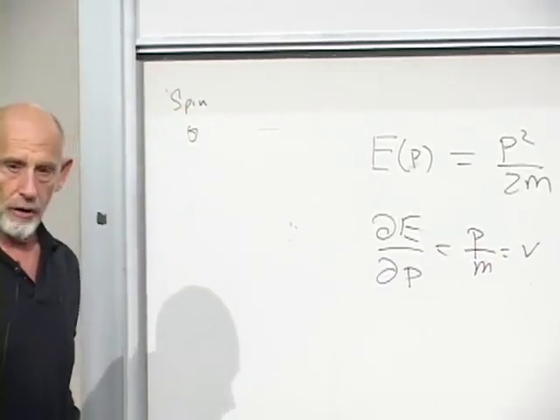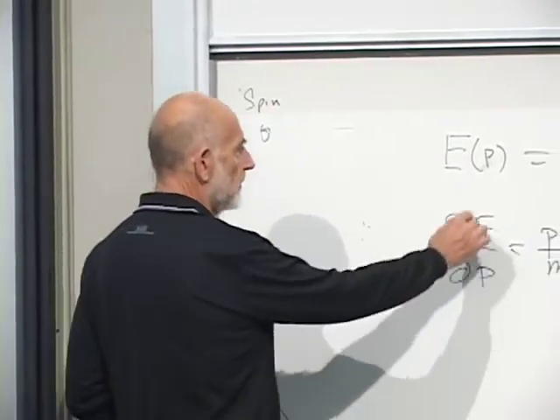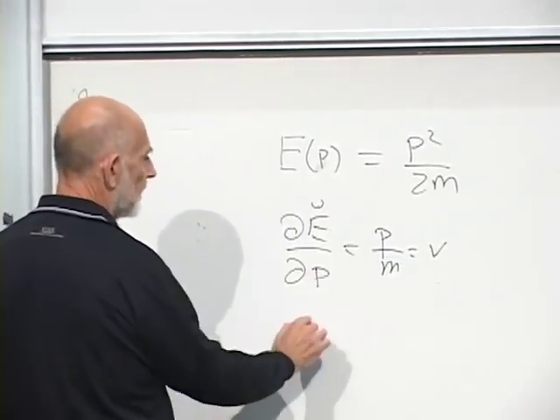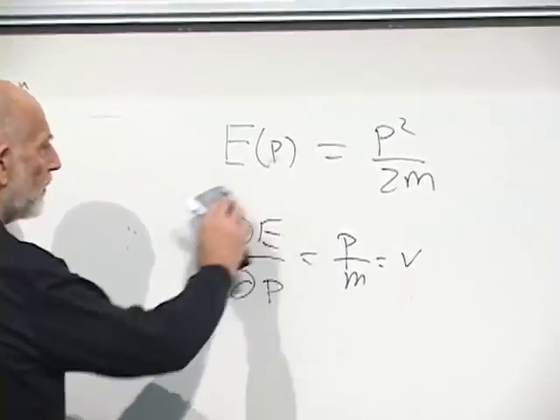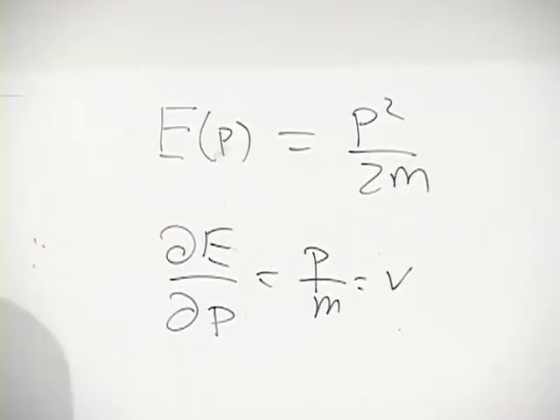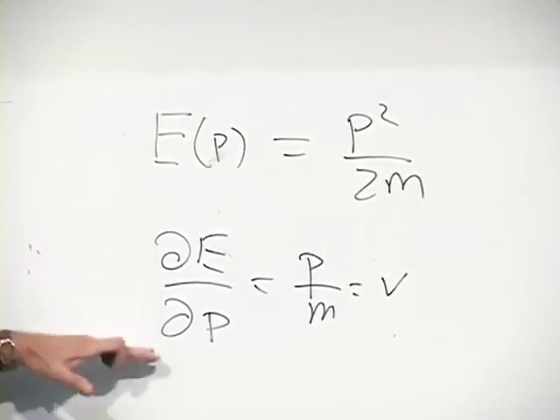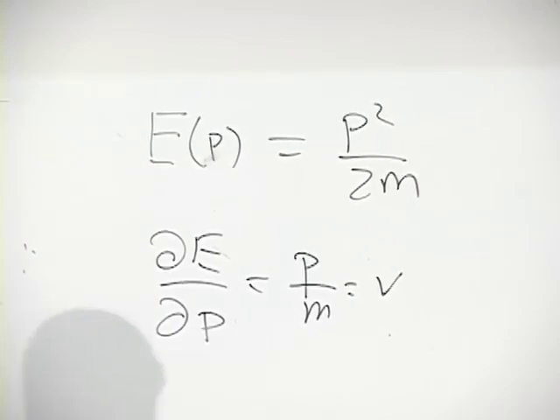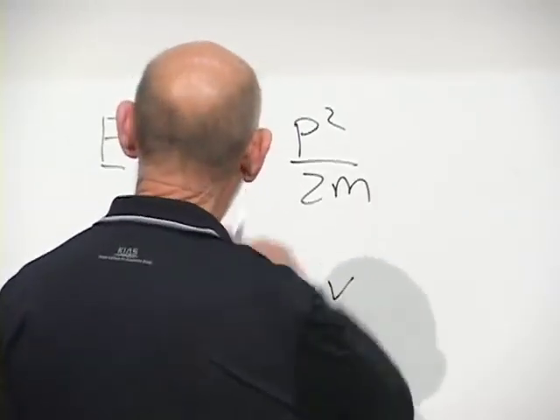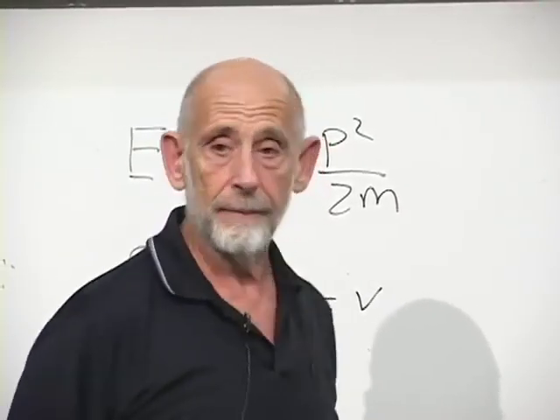That's a general rule. It's actually a property of waves. If instead of E you put omega and instead of p you put k, then it's a property of waves that the group velocity is given by the derivative of the frequency with respect to the wave number, or the energy with respect to the momentum. Let's try it out for something else. How about in relativity? What's E versus p?